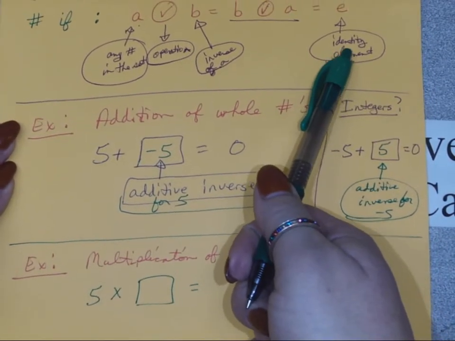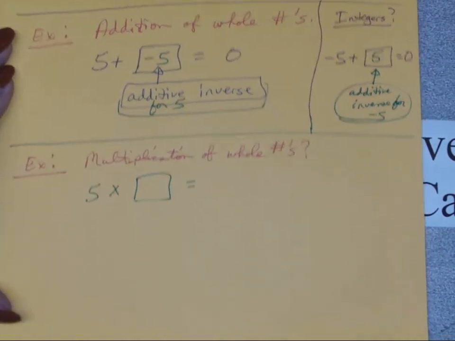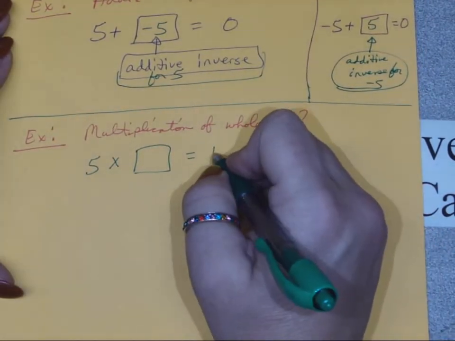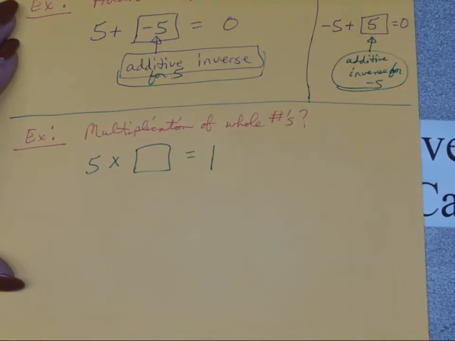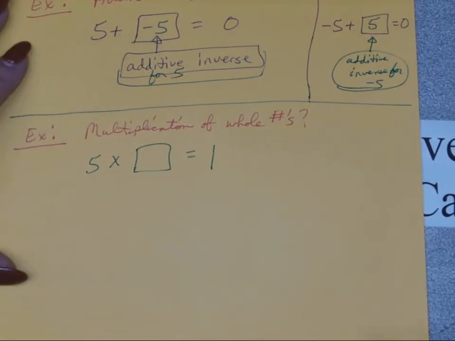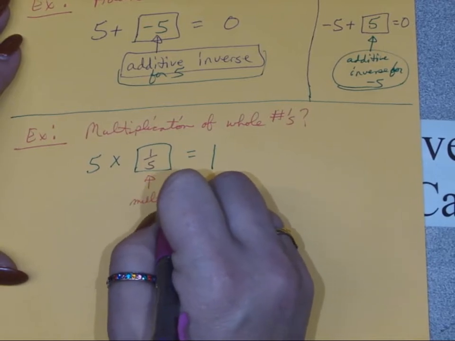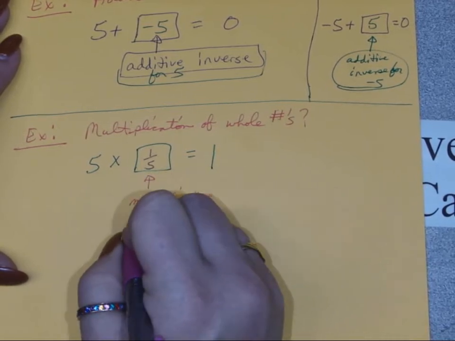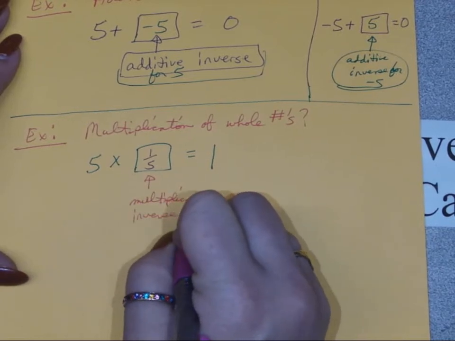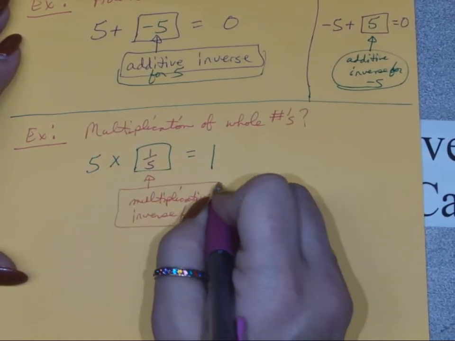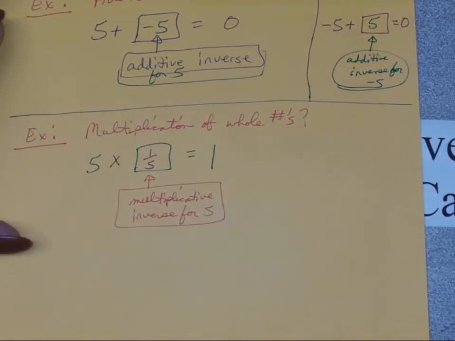The identity element, but hang on a second. The identity element in multiplication, we said, isn't going to be 0, it's going to be a 1, right? So what am I going to multiply 5 by to get back to a 1? Well, in this case, it's a 1/5, right? This would be the multiplicative inverse for 5. And again, it's specific to that particular number. So the multiplicative inverse for 5 is 1/5. So that's what would get me back to the 1. That would be in whole numbers.